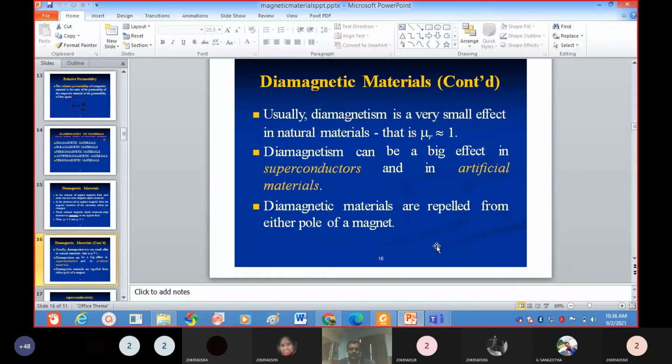Diamagnetism can be a big effect in superconductors and in artificial magnets. If you take natural magnetic materials, diamagnetism is very small. If you take artificial magnets, we can prepare more diamagnetic material, as well as superconductors. So their diamagnetism is very high. Diamagnetic materials are repelled from either pole of a magnet.